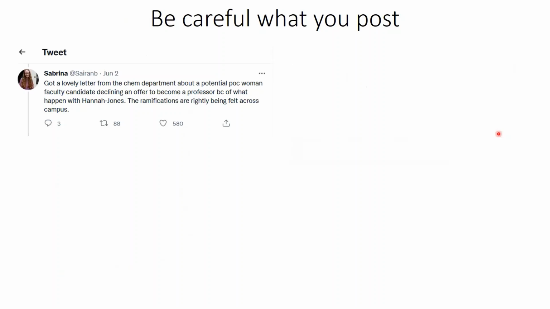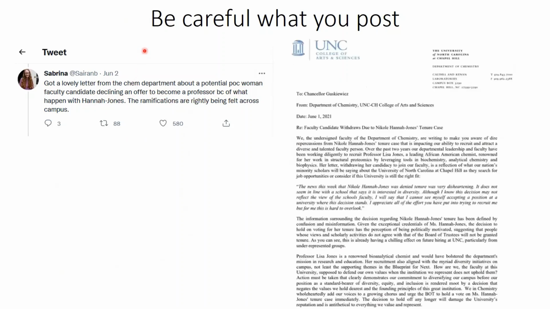Definitely be careful what you post though, because this stuff is out there. And even if you delete your tweets, someone might take a screenshot and you never know what happens. And so here's a tweet from this person that said, got a letter from her department about a potential person of color, a woman candidate, declining an offer because of what happened with Hannah Jones. And Hannah Jones was a faculty member who was recruited to the University of North Carolina, but because of her involvement in a racial project, so she's more of a social scientist, she was declined the offer because they found her to be too controversial.